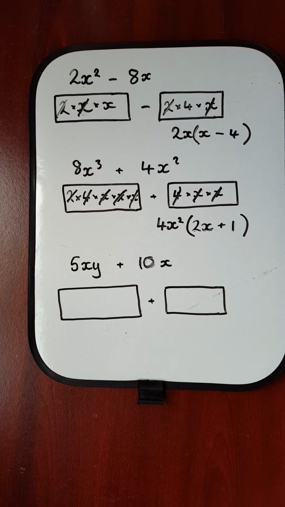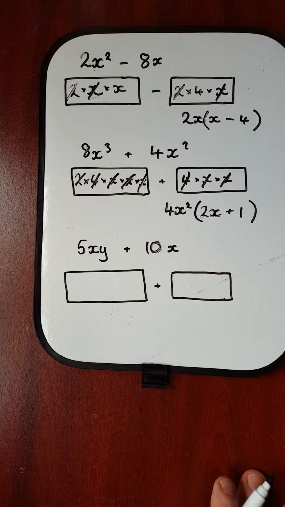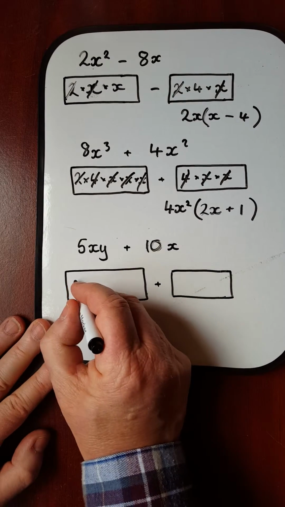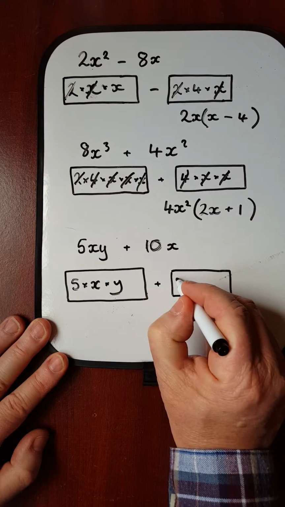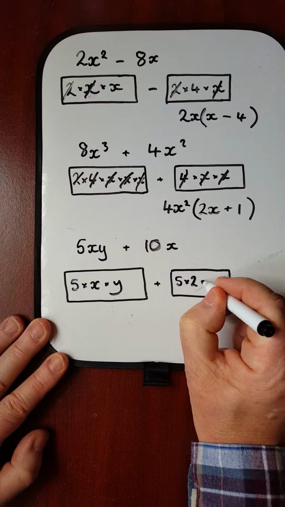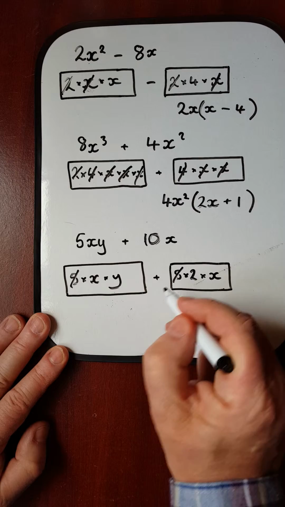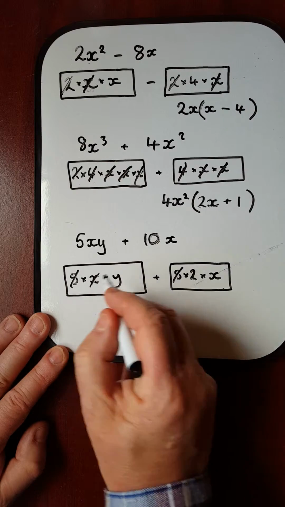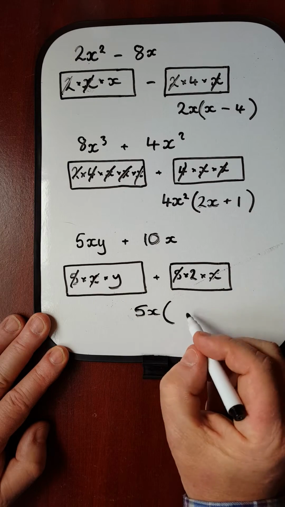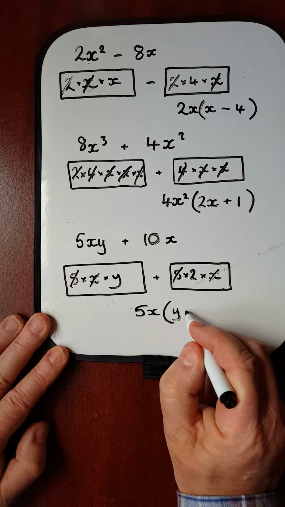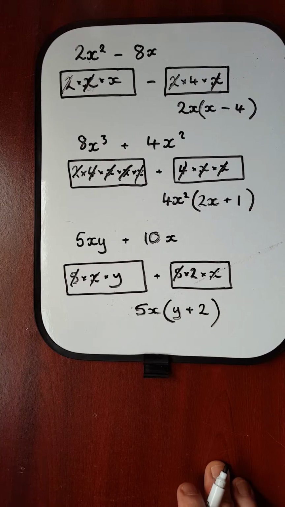All right, moving on. 5xy plus 10x. Can you see there's a link between 5 and 10? So this is going to be 5 times x times y. And on this side, I'm going to write 5 times 2 times x. What is in common? There's a 5. There's an x. That's on the outside of the bracket. Over on this side, we still have a y left over. There's a plus sign in the middle. Over on the second side, we have a 2 left over. Okay.